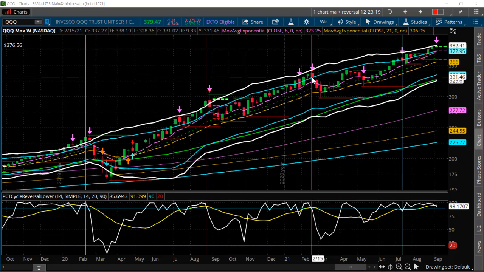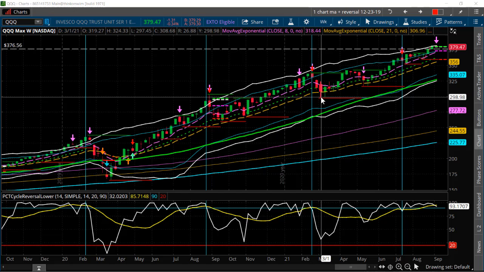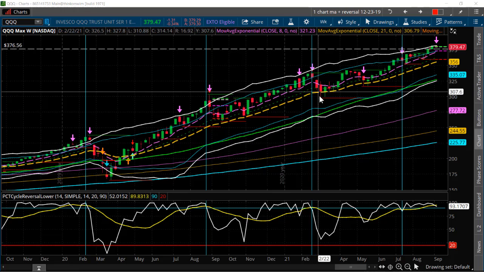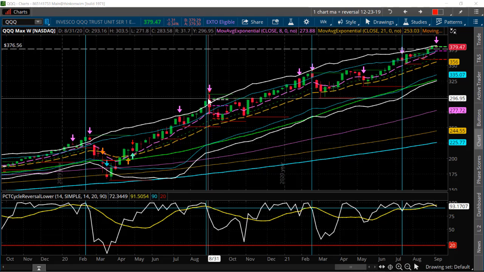You can see how it got above 2 ATR and into 3 ATR. We had the crossover, and this turned out to be a pretty decent pullback, I think about 10%. And then prior to that, the other time was back here in September of 2020.